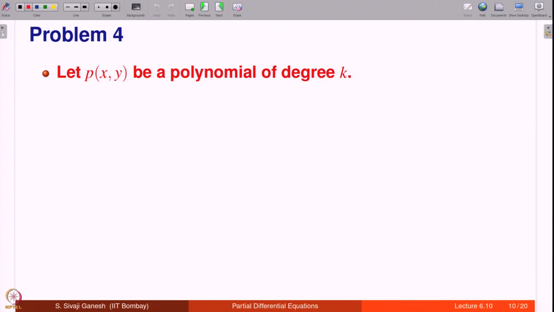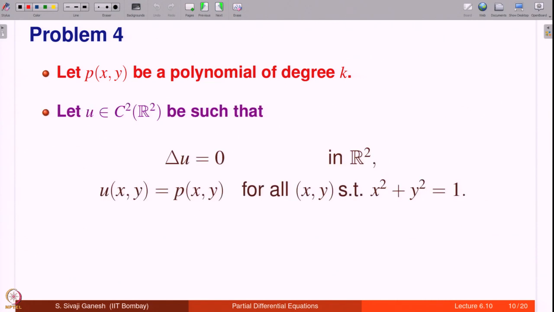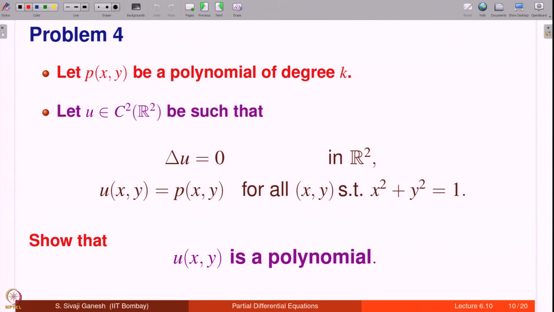So, problem 4. Let p of x y be a polynomial of degree k, let u belong to C2 of R2 be such that Laplacian u is 0, that is u is harmonic in R2, and such that u of x y equals p of x y for all x y on the unit circle. That means we have a harmonic function in R2 which equals a prescribed polynomial p on the unit circle. Then show that u itself is a polynomial, and polynomial solutions of Laplacian equal to 0 are called harmonic polynomials.